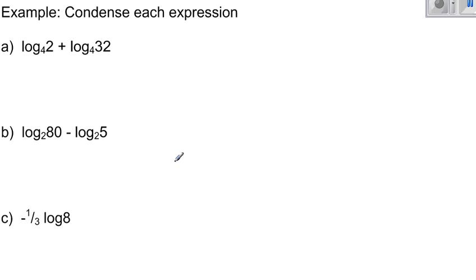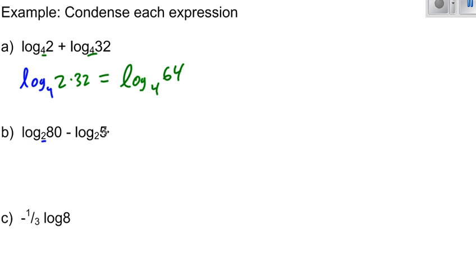We can also work these types of problems backwards. Condensing, as long as their bases are the same, we can combine them to be 1 log. So this could be log base 4. We'd multiply 2 times 32, which is going to be 64. Two times 32, so that's log base 4 of 64.